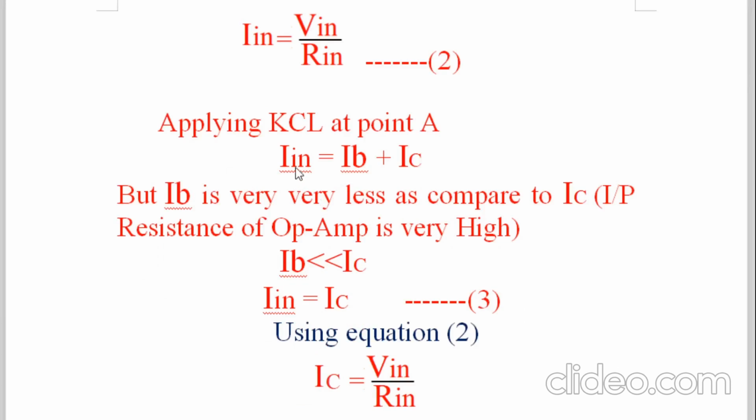So here I in is equal to IB plus IC, but IB is very low as compared to IC, because input resistance of op amp is very high. Therefore, neglecting small values of IB in comparison with the large value of IC, we can write I in equal to IC. So this is our equation number 3. Therefore, if I in is equal to IC, and I in we have already got as V in upon R in, we can write IC is equal to V in divided by R in.